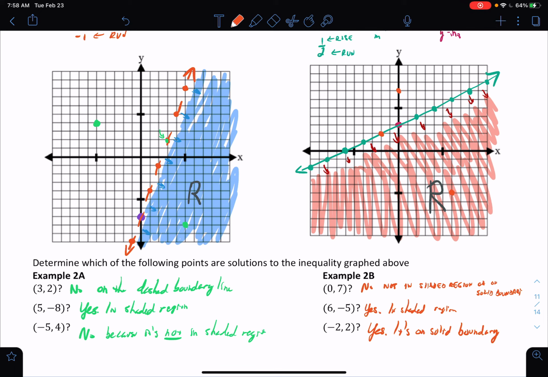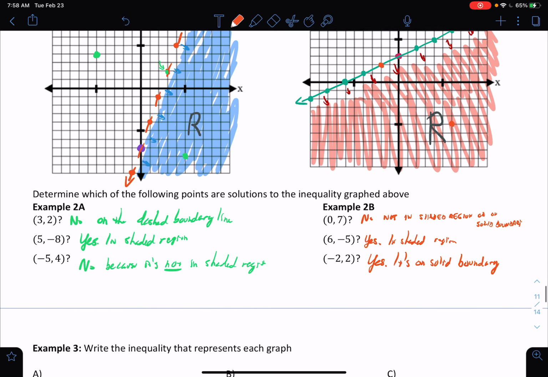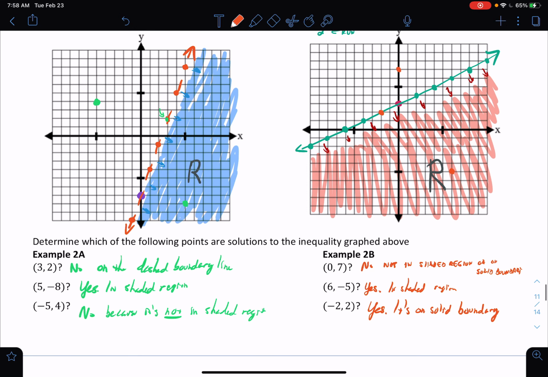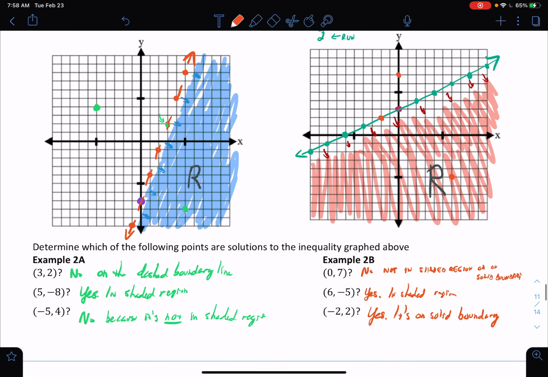Okay, so there are a couple examples on how to graph linear inequalities. All right, in the next video, because this one's probably going a little bit long, we'll talk about how to write linear inequalities if I give you the graph. All right, so make sure to tune into that next video.